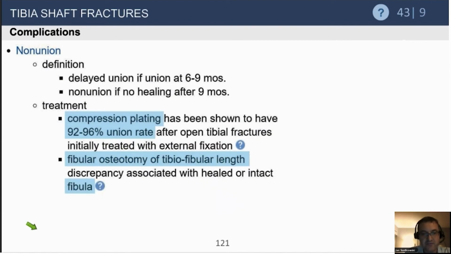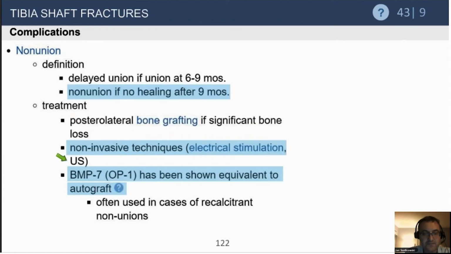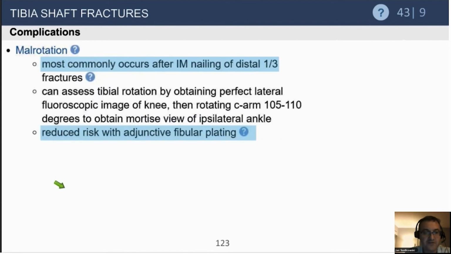So once again, treatment of compression plating, especially for proximal and distal tibia fractures. Fibular osteotomy as well can definitely help decrease the time to union for these fractures, and this has been tested before. As we move forward here as well, also posterolateral bone grafting, and non-invasive techniques such as bone ultrasound. BMP7 or OP1, once again controversial, just like BMP2, but it's been shown in a couple of studies to be an effective adjunct for these non-unions.